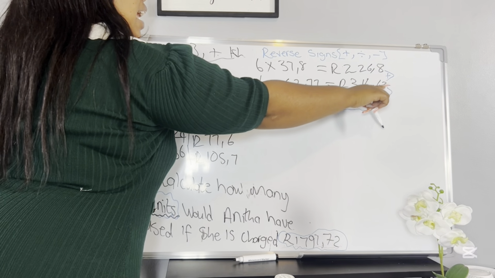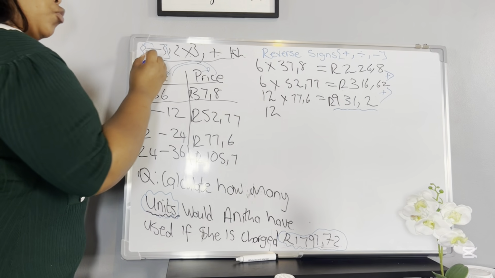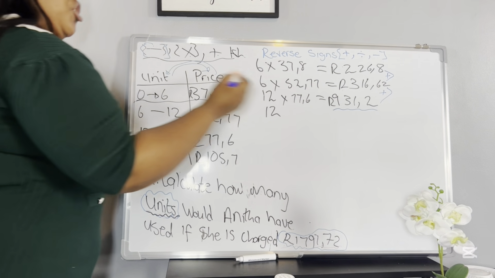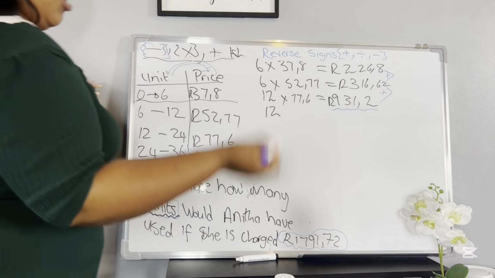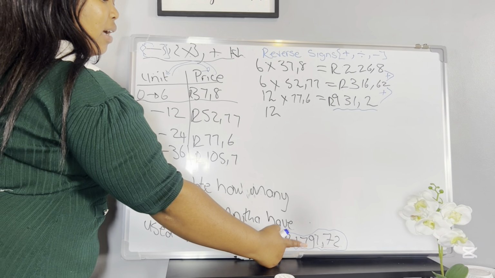Where did we get the adding? We got it from the minus. We reversed our subtraction into addition. Okay. Now, remember, we are moving towards 1,791.72.